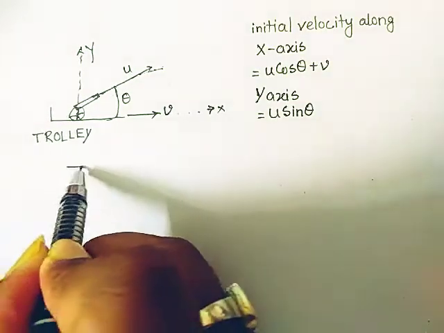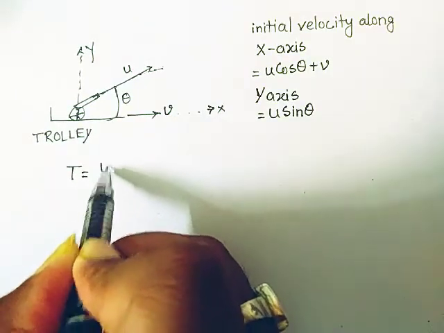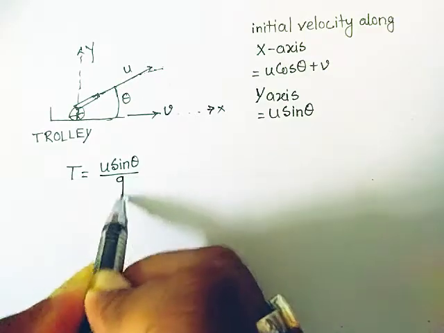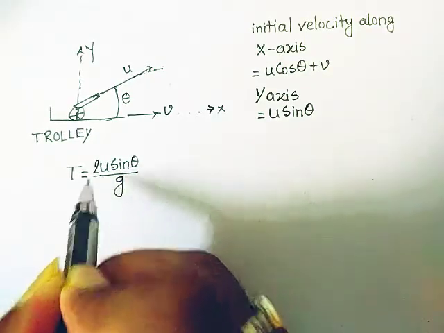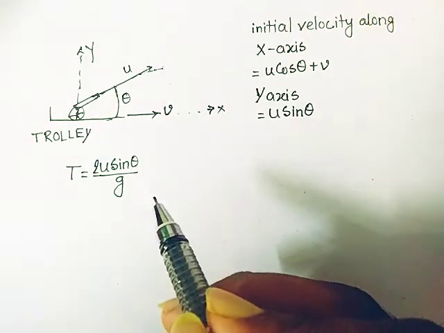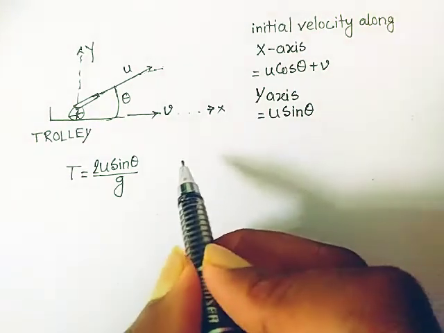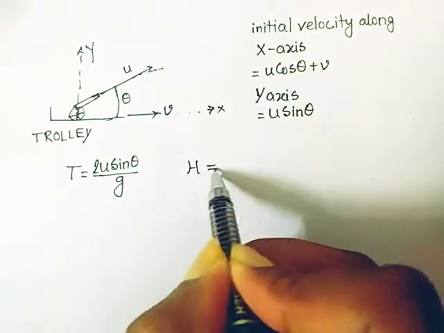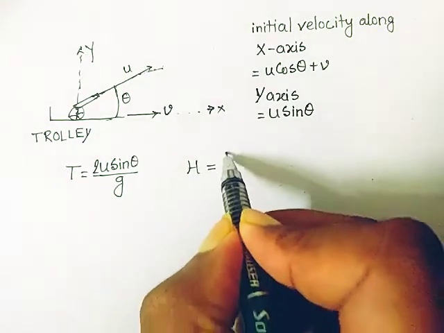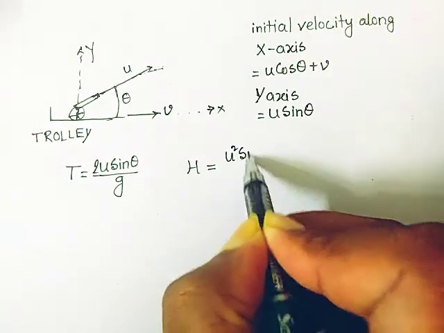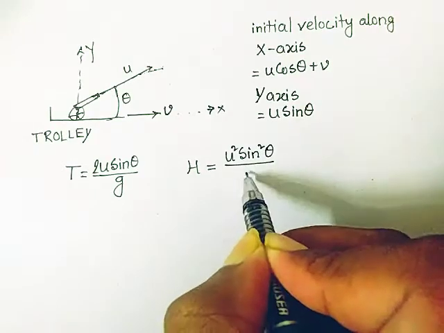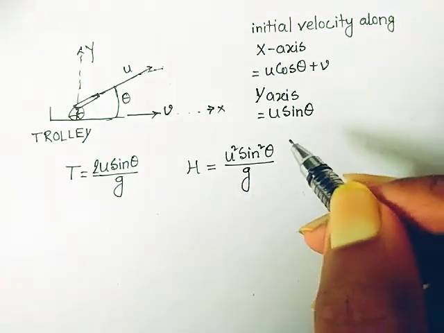So we can say the total time of flight is T equal to 2u sin theta divided by g, till the particle reaches the ground. The maximum height is equal to u square sin square theta divided by 2g.